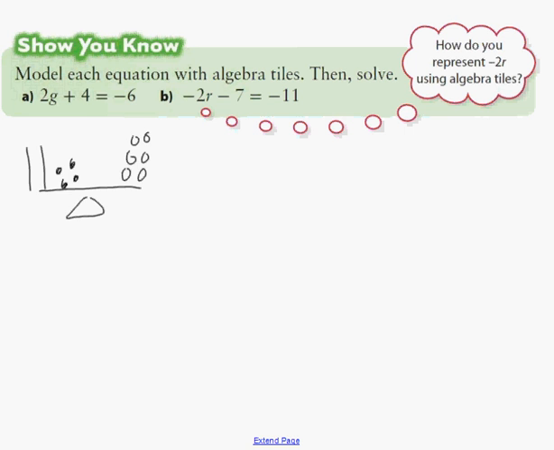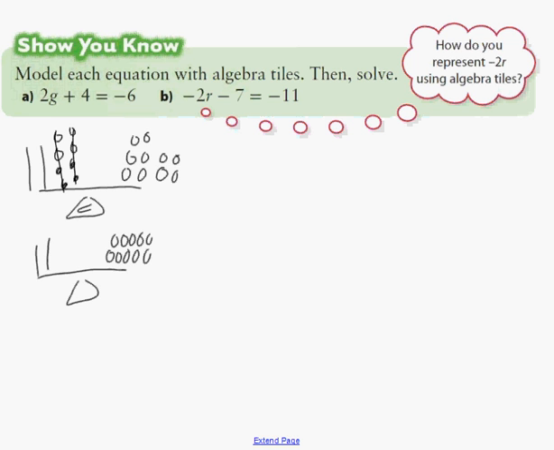So in the two-step algebraic equation, I want to get rid of my constant first. In order to do so, I'm going to apply a -4 to this side. In order to keep it balanced, I want to put a -4 on the other side. I'm left with 2g's equals -10.